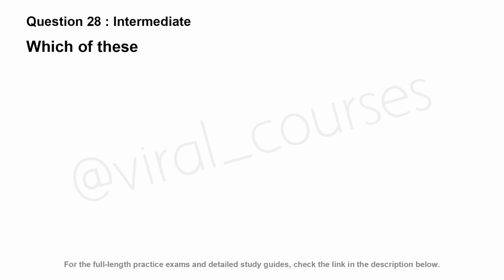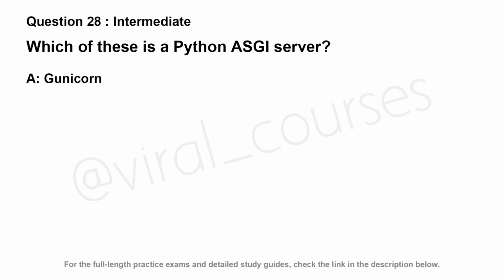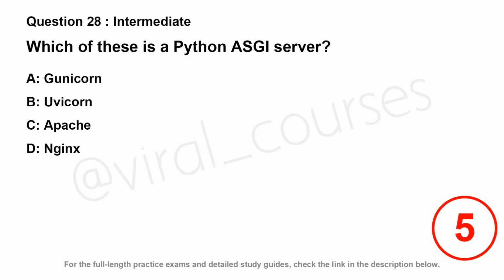Which of these is a Python ASGI server? Option A. Gunicorn. Option B. Uvicorn. Option C. Apache. Option D. Nginx.